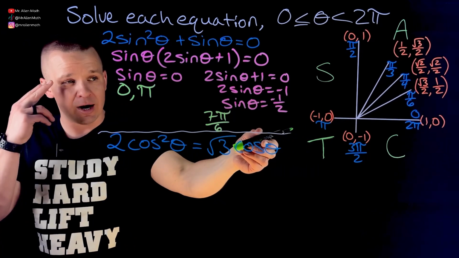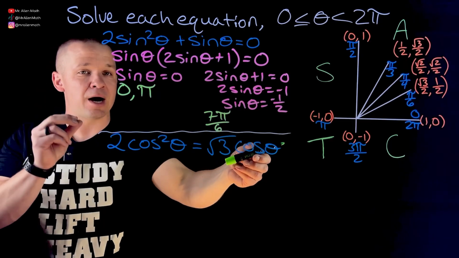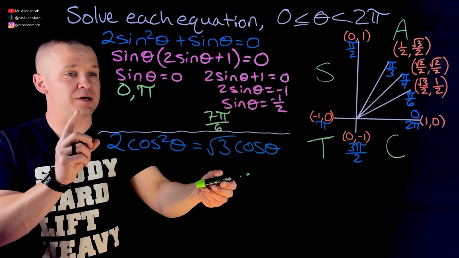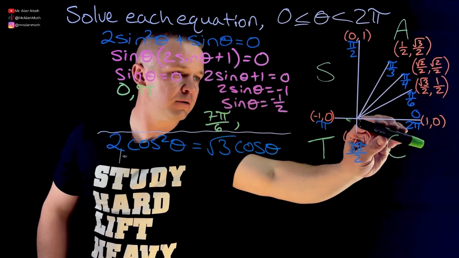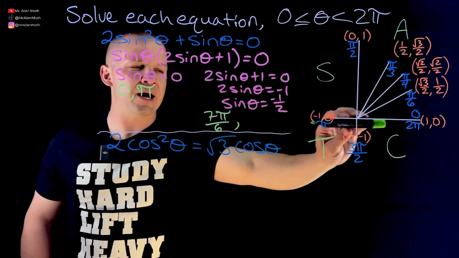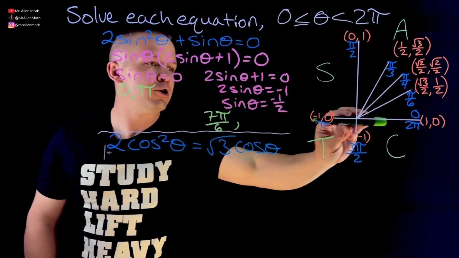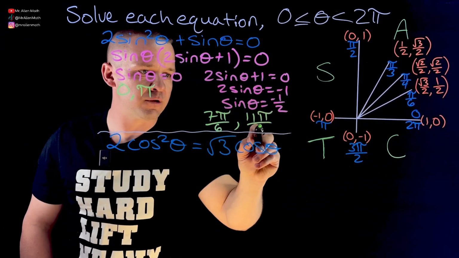So what I did is in my brain, I'm like, okay, pi is the same as 6 pi over 6, get common denominators, plus 1 pi over 6, that's 7 pi over 6. The next one, I want to be over here. Well, this is 2 pi. I want to go 1 back from that. Well, 2 pi is the same as 12 pi over 6 if I'm getting common denominators. 12 minus 1 is 11 pi over 6.